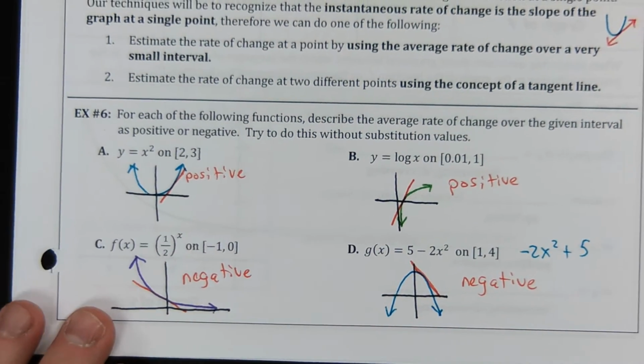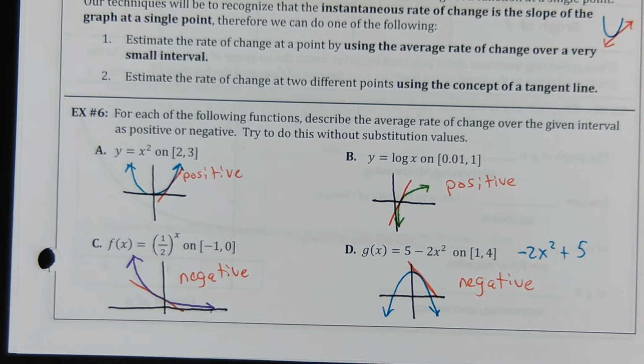If you can remember back to your basic functions that you learned in Algebra 2, you should be able to talk about whether or not an average rate of change is positive or negative without the graphing technology.